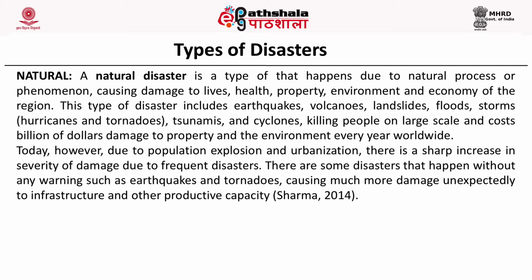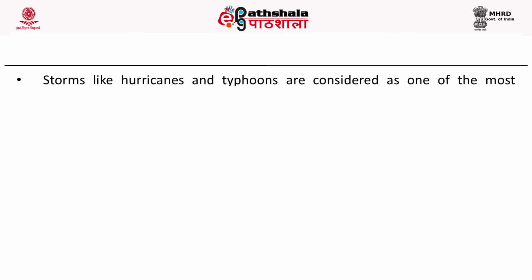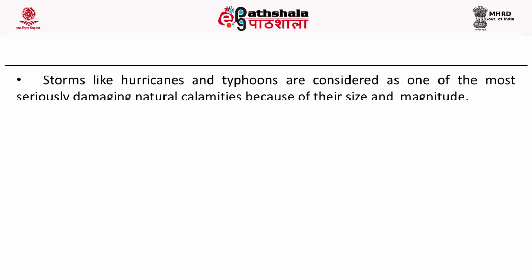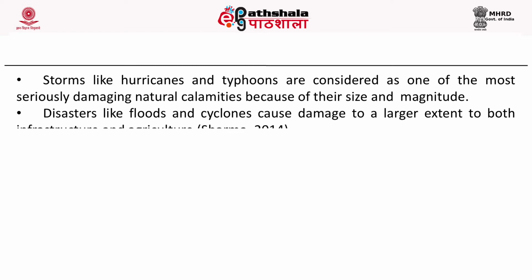Today, however, due to population explosion and urbanization, there is a sharp increase in severity of damage due to these frequent disasters. There are some disasters that happen without any warning, such as earthquakes and tornadoes, causing much more damage unexpectedly to infrastructure and other productive capacity. Storms like hurricanes and typhoons are considered as one of the most seriously damaging natural calamities because of their size and magnitude. Further, disasters like floods and cyclones also cause damage to a larger extent to both infrastructure and agriculture.